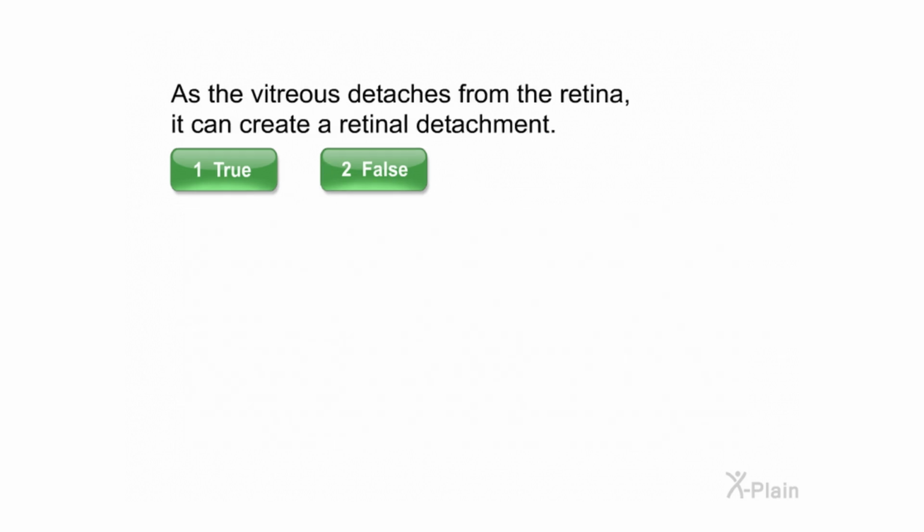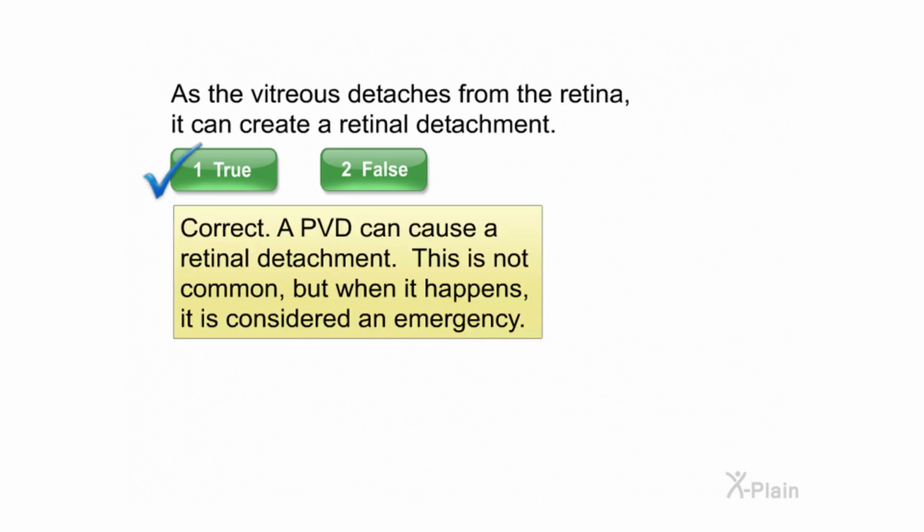As the vitreous detaches from the retina, it can create a retinal detachment. Select true or false. Correct. A PVD can cause a retinal detachment. This is not common, but when it happens, it is considered an emergency.